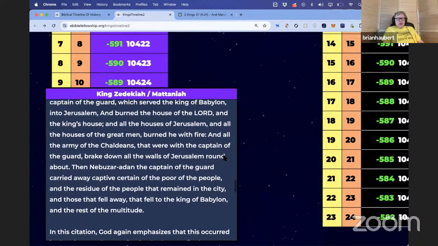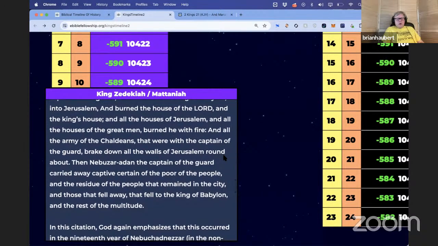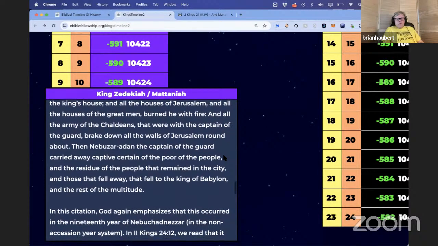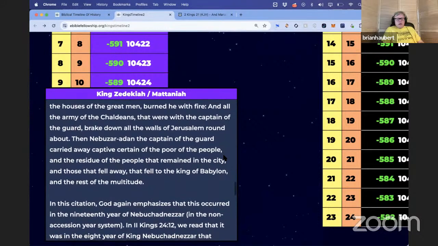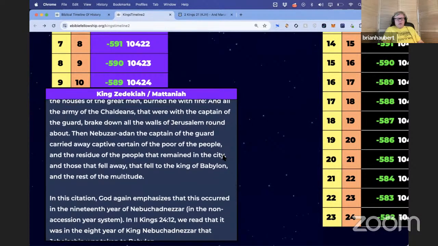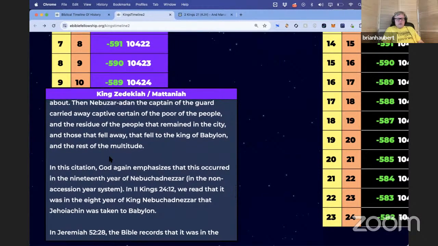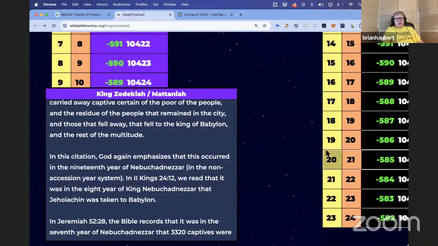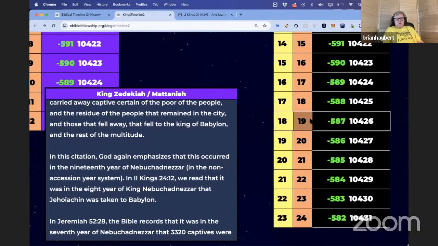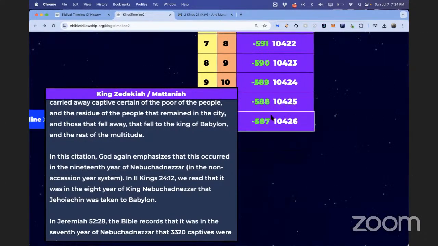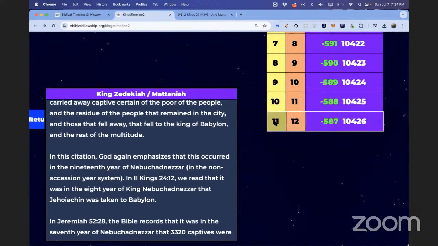And then Nebuzaradan, the captain of the guard, carried away captive certain of the poor people and the residue of the people that remained in the city, and those that fell away to the king of Babylon, and the rest of the multitude. In this citation, God again emphasizes that this occurred in the 19th year of Nebuchadnezzar in the non-accession year system. I'm just pointing to right here. So that's 587, which lines up with Zedekiah's 587. That's his 11th year.